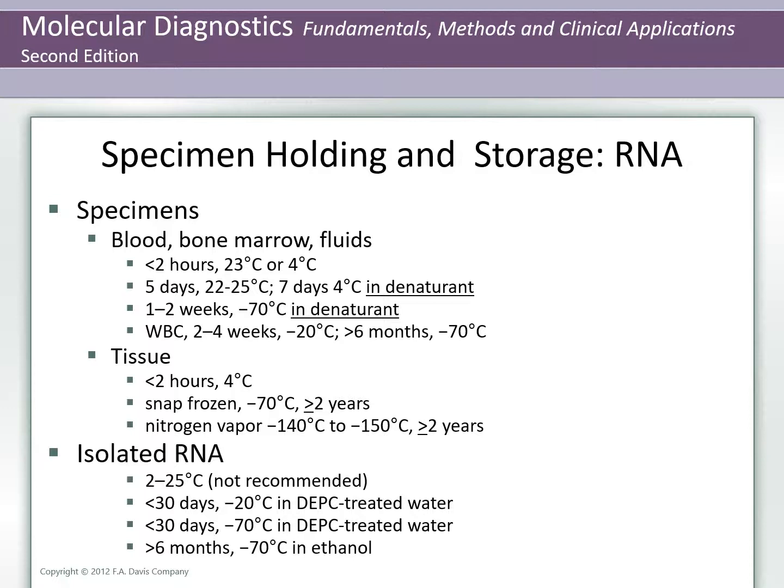Tissue samples for RNA testing are stable for less than 2 hours at 4 degrees refrigeration. They can be stable for up to 2 years frozen at minus 70. Isolated RNA samples can be stable for less than 30 days at minus 20 and minus 70 degrees, and greater than 6 months at minus 70 degrees in ethanol. It's not recommended to store isolated DNA at refrigeration or room temperature.